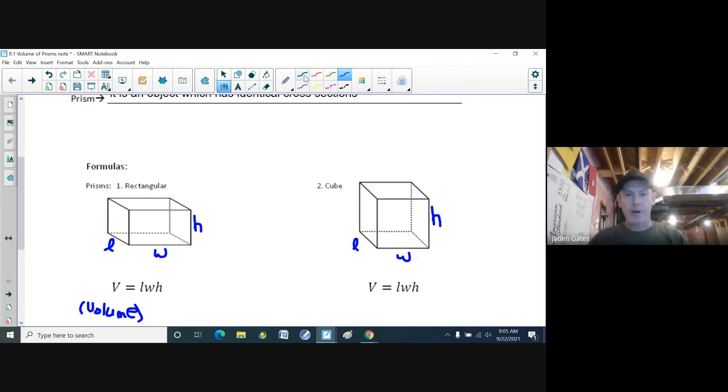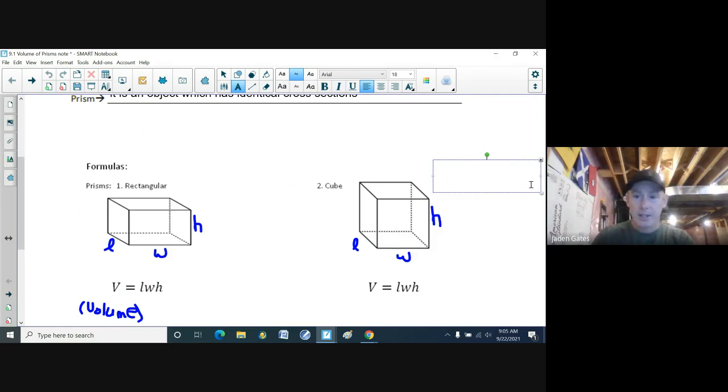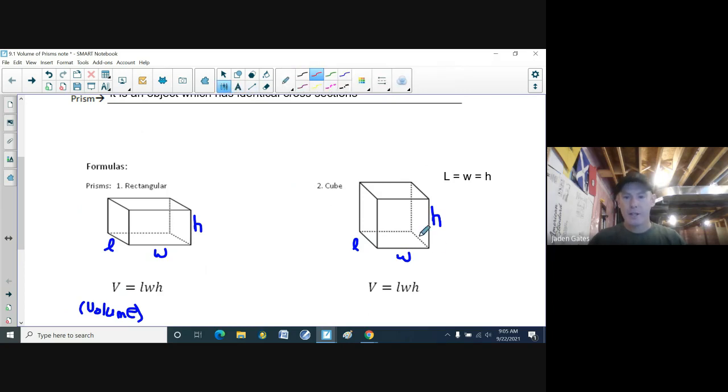Now, the key thing here is basically a cube is a rectangular prism, but all the sides are equal. That's the only difference. So a cube is just a special rectangular prism, just like a square is just a special rectangle. So we have length is equal to height. On a shape, to show that, you would have these little tickies, and those little red tickies are showing that all those sides are equal.